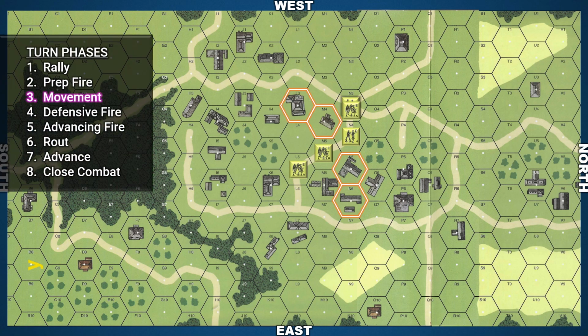In the next episode, we will cover the sequence of play. However, in this setup video, I want to point out that units that are not placed during setup will enter the map on a specific turn as outlined by the order of battle. The player will move those units onto the map from a specific map edge during the movement phase.